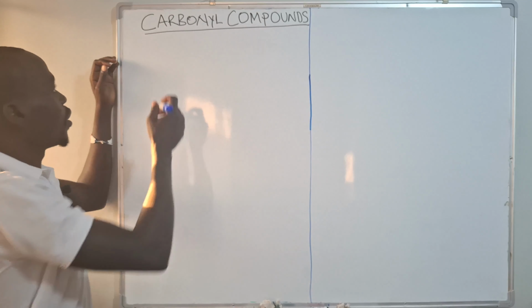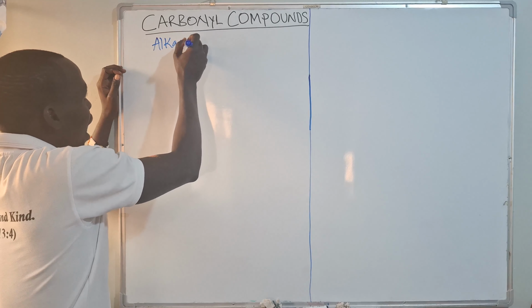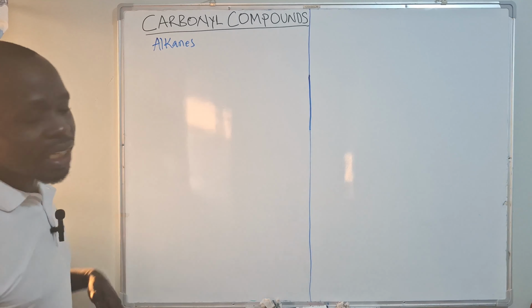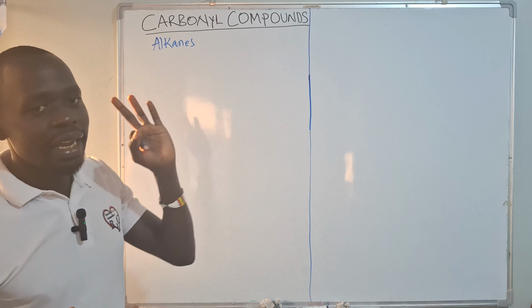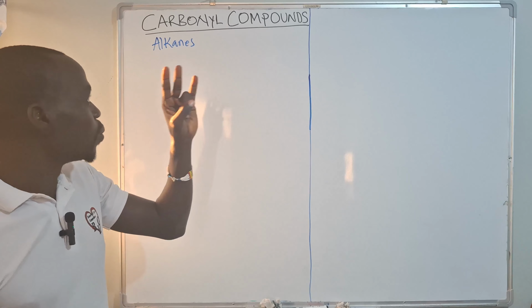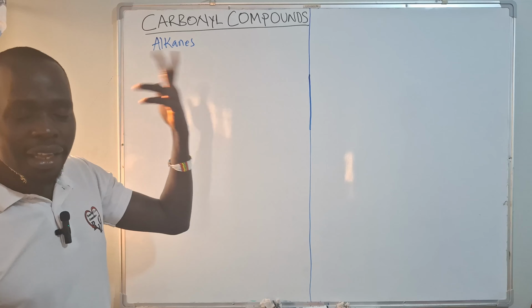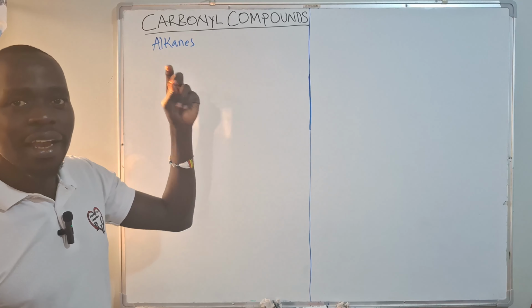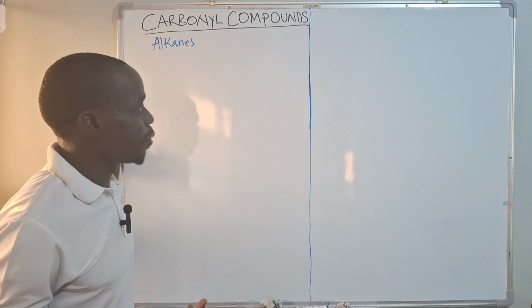We need to look back at what we call alkanes. Now we say these hydrocarbons are classified into three: we have alkanes, we have alkenes, we have alkynes. When you are just walking to the market, you should be able to say alkanes, alkenes, alkynes. Those are the classes of hydrocarbons.